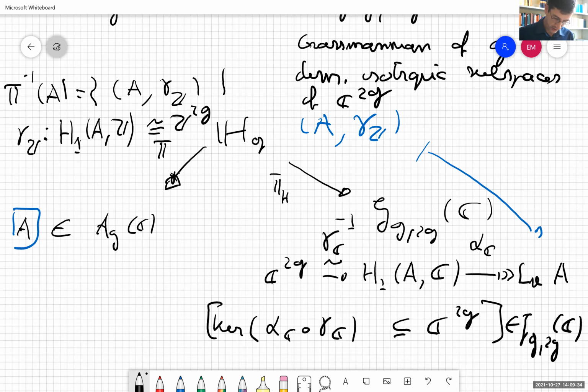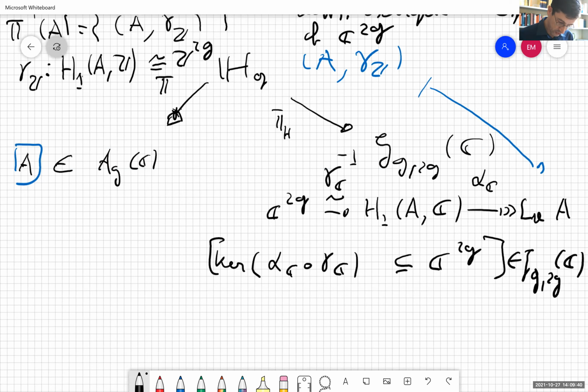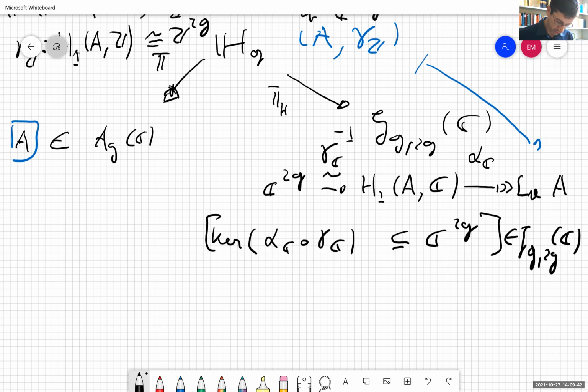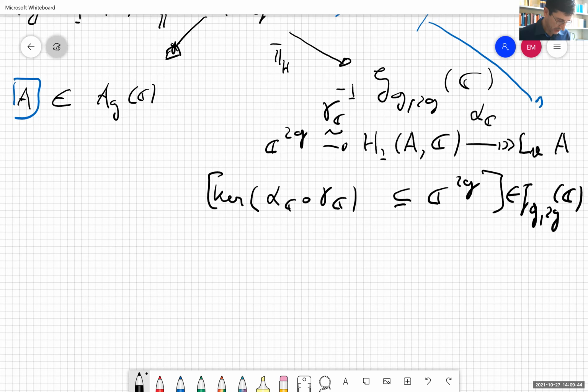Okay, so that's a very useful period map, which has been used, for example, to study the Oort conjecture and so on. And what I want to convince you is that actually nowadays we have a very nice analog of this.